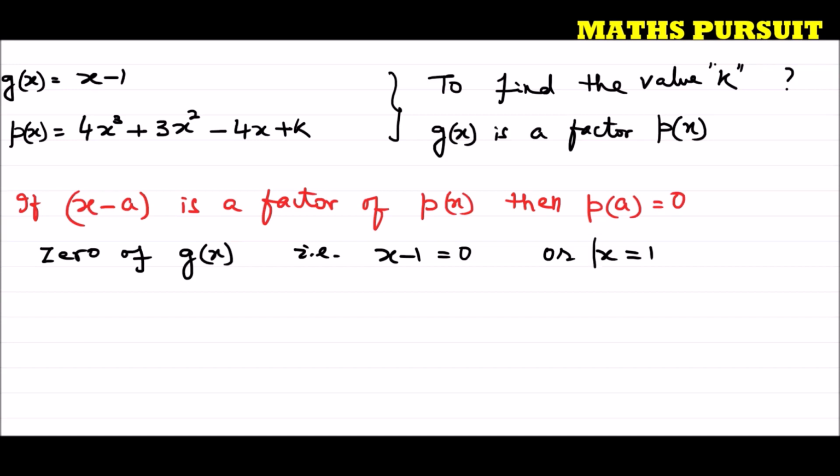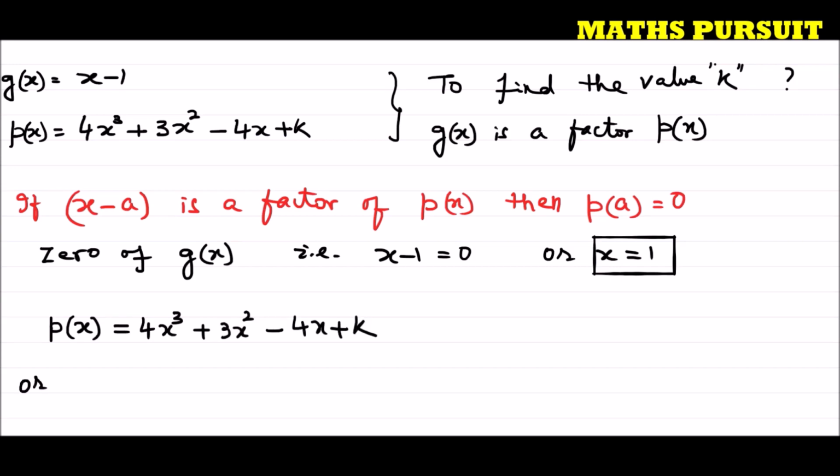So applying the factor theorem, we put the value of x as 1, find the value of p(1), and see if p(1) is equal to 0 or not. And here p(1) is 0 because the question is telling us that g(x) is a factor of p(x). So directly, I can write p(x) is equal to 4x to the power 3 plus 3x to the power 2 minus 4x plus k.